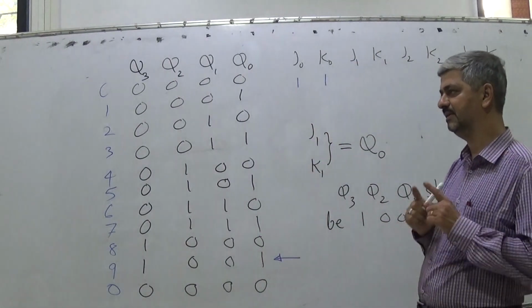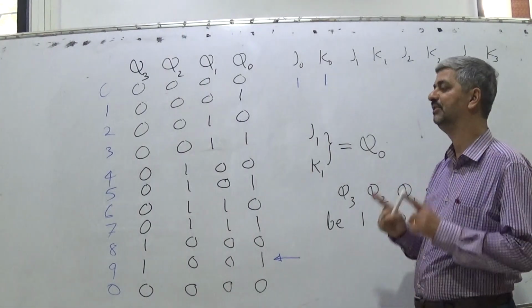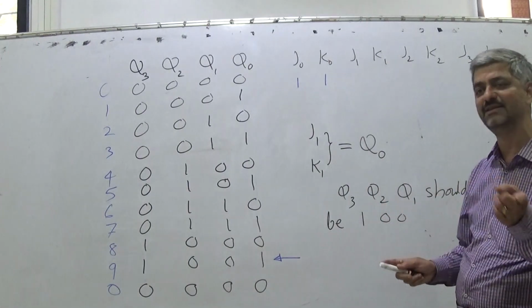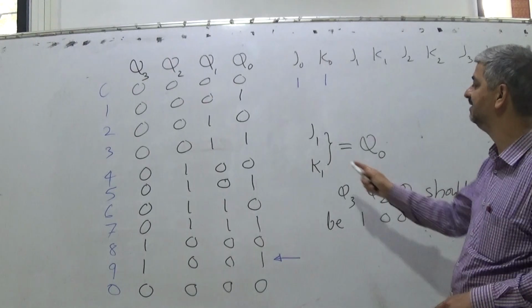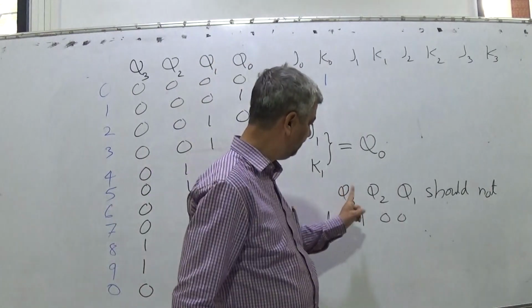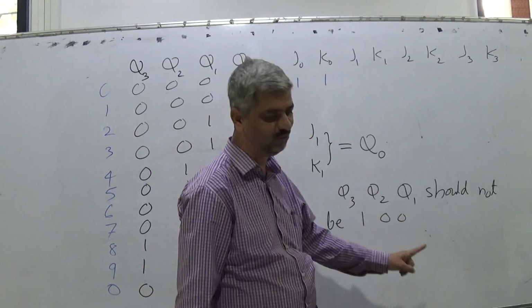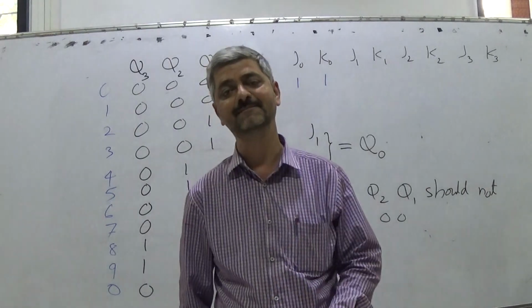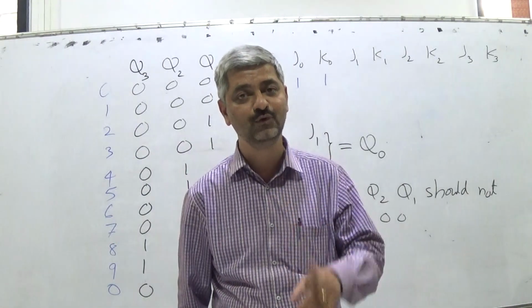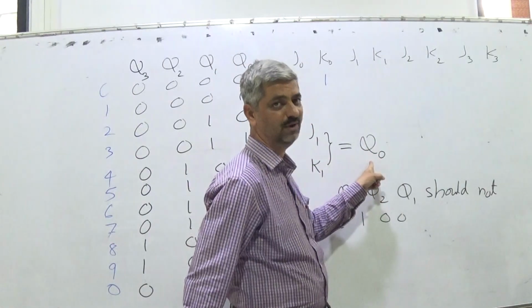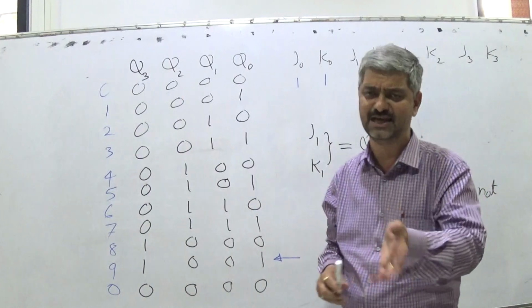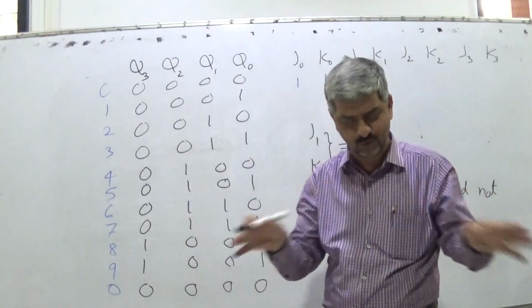That means even if Q0 is 1, if Q3, Q2, Q1 are 1 0 0, then J1 and K1 must not be 1. When Q3, Q2, Q1 are 1 0 0, that time it should be 0 even if Q0 is 1. We can go for an alternative design also by using OR gates. How we go is not important.